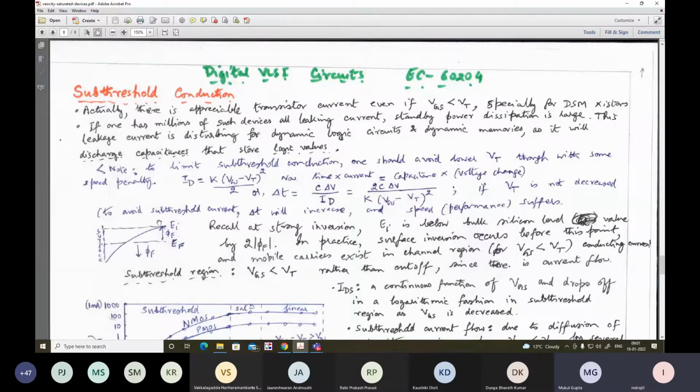Sometimes our objective becomes to contain the subthreshold current, because we have millions of devices, so the objective should be to abstain from decreasing the threshold voltage. Do not decrease it. Because if you decrease the threshold voltage, definitely the propagation delay will decrease. But we tend to keep the propagation delay a bit larger, to save the power dissipation.